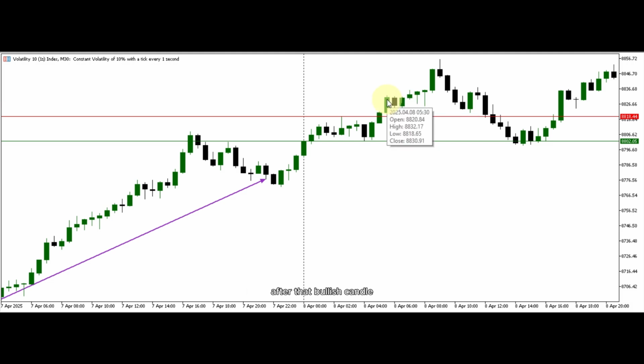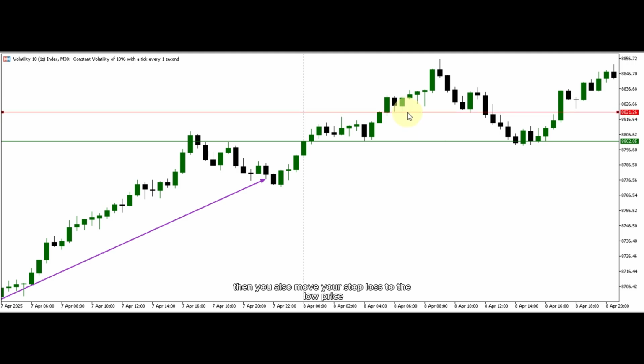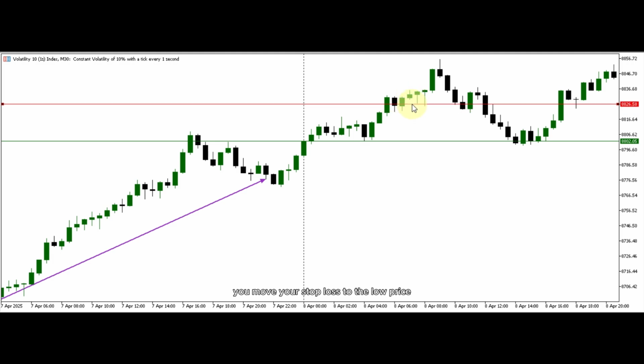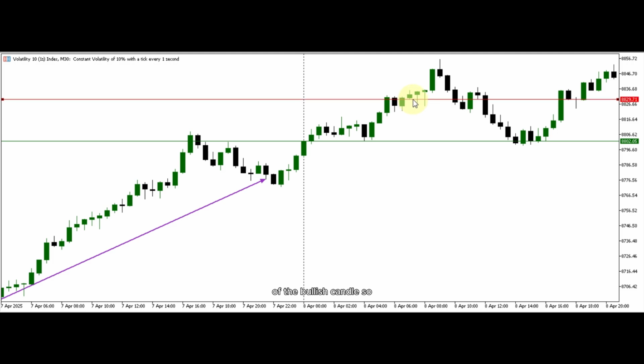After that bullish candle, we got a bearish candle. After the bearish candle closes, do not move your stop loss. Let it still remain the same. After the bearish candle, you can see we got another bullish candle. Then we also move your stop loss to the low price of the bullish candle, which means you are updating your trailing stop. Then again, after that, we got another bullish candle. Immediately it closed, you move your stop loss to the low price of the bullish candle. So you only move your stop loss anytime you get a bullish candle.